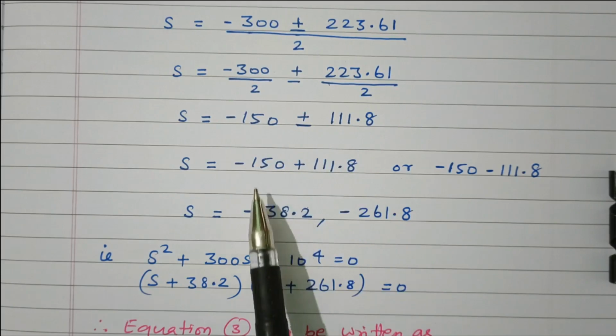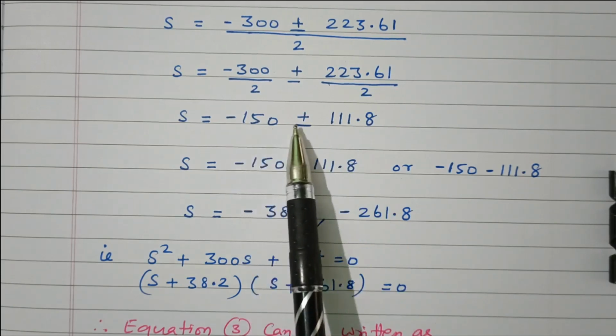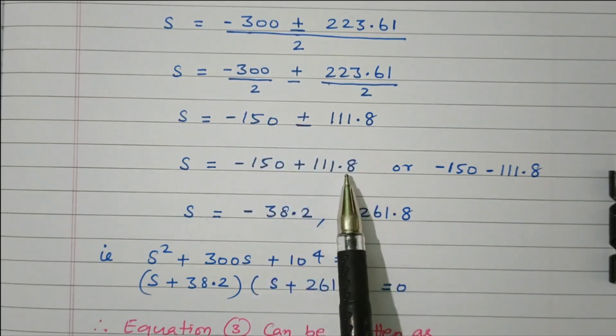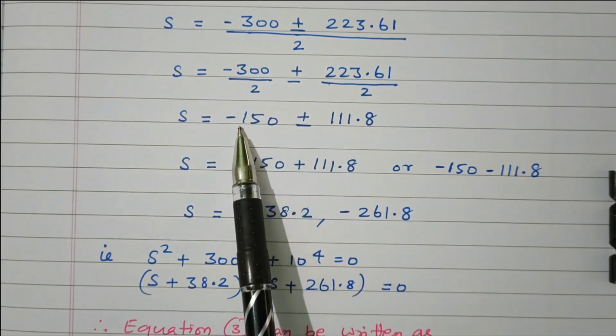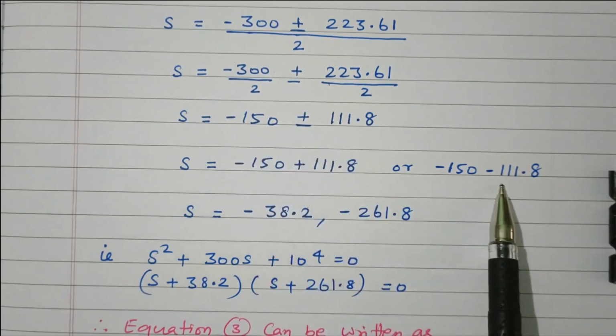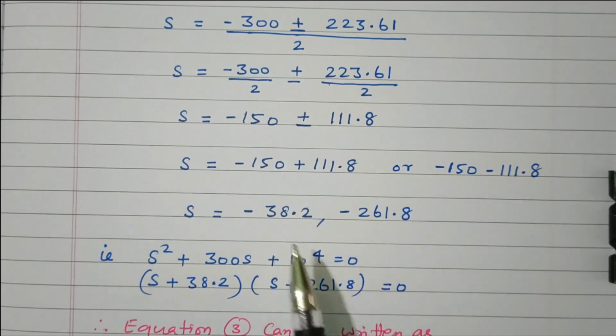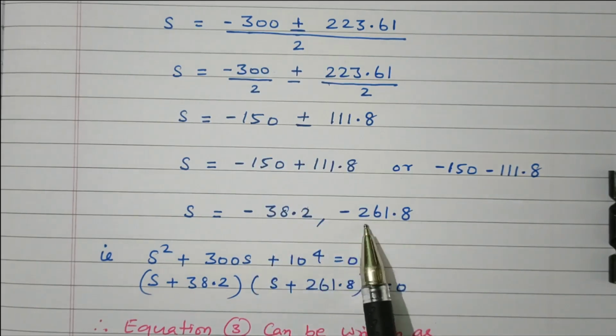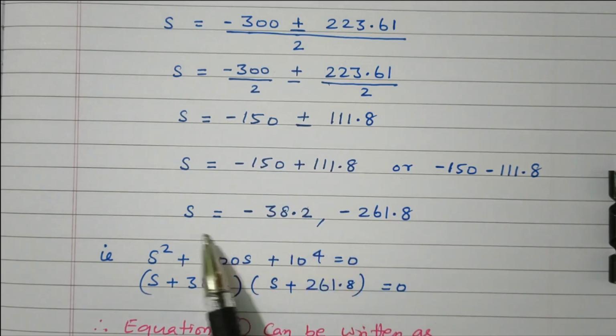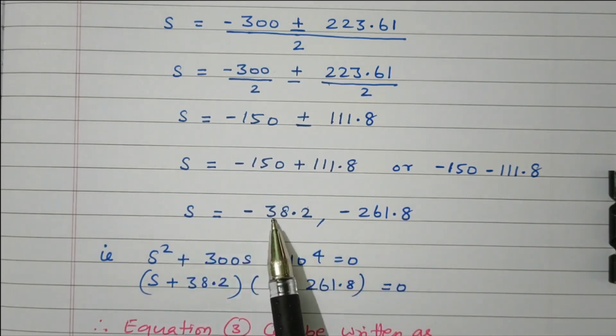Now we can write the two different roots. Minus 150 plus 118.8, and minus 150 minus 118.8. So this value is minus 38.2. This value is minus 261.8. So this is the S2 value. So S equal to minus 38.2.